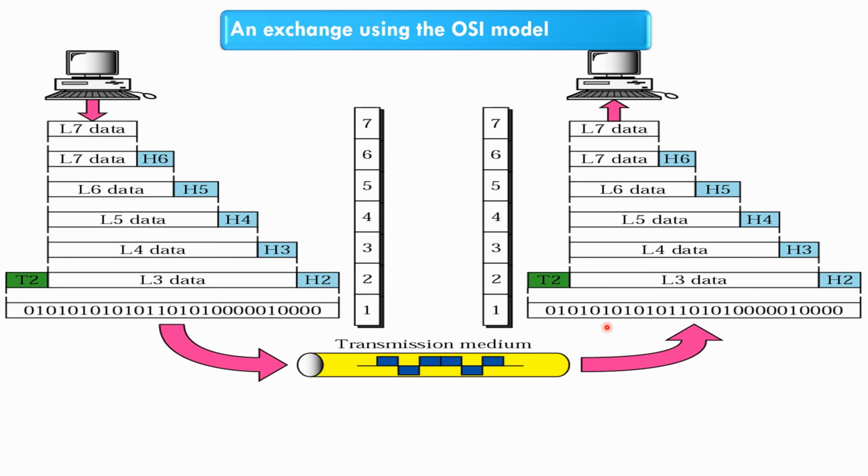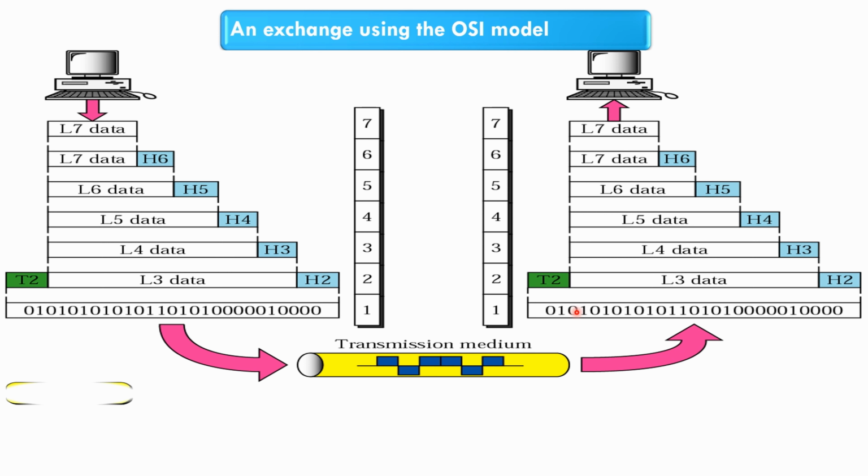The same happens at the receiving end, where it decapsulates the data by removing the headers. In L2 it removes the trailer and header 2, in L3 it removes header 3, in L4 it removes header 4, in L5 it removes header 5, and in L6 it removes header 6. The same communication goes to this end, and if it sends any data, it adds the headers and transmits from here.